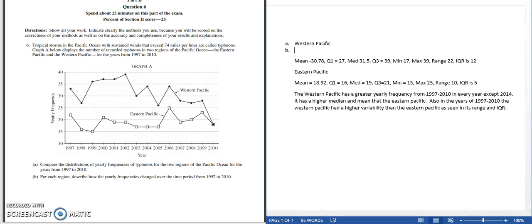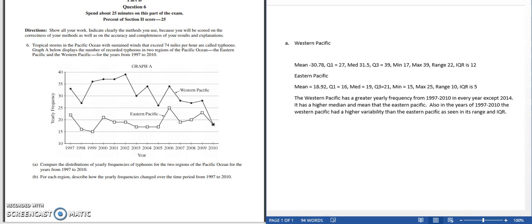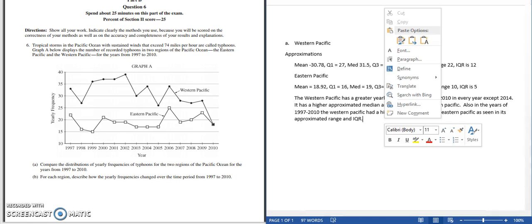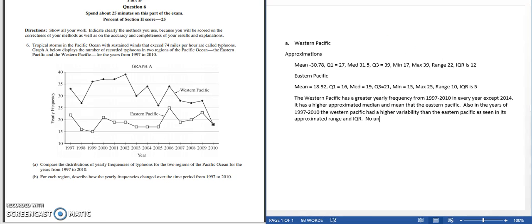I need to put that these are all approximations. None of those values were equal, so I need to come up here. Higher approximated median and mean, approximated range and IQR. Next thing we need to talk about is unusual features. There are not any unusual features.